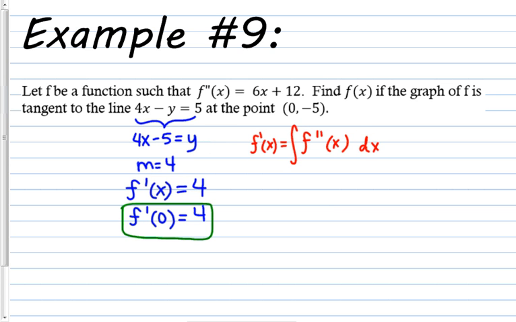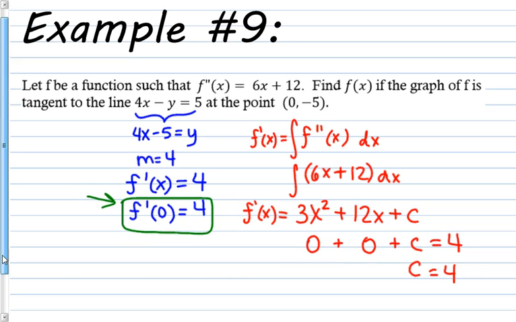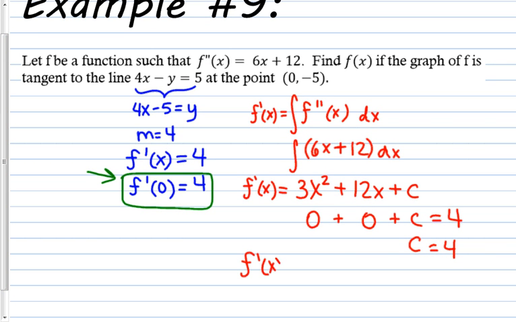The integral of 6x plus 12 dx. So x is now squared, and divide by my new exponent, which is 2, and 6 divided by 2 is 3, plus 12x plus c. So this, ladies and gents, is f prime of x. Now, according to my initial condition, when I plug in 0, I get 4. So 0 plus 0 plus c equals 4. So c equals 4. So that means f prime of x is actually 3x squared plus 12x plus 4.